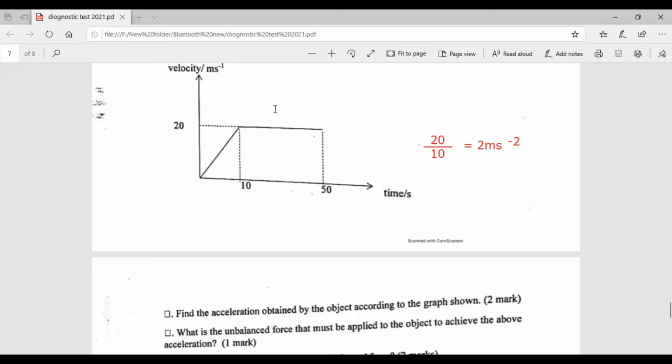Next one, what is the unbalanced force that must be applied to the object to achieve the above acceleration? To find the unbalanced force, you should use F = ma. F is the force, m is the mass, a is the acceleration. The mass is given as 20 kilograms, multiplied by the acceleration we found, 2 ms^-2. Then the answer is 40 Newton.